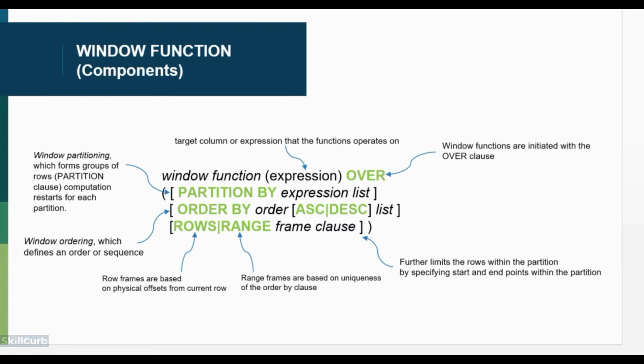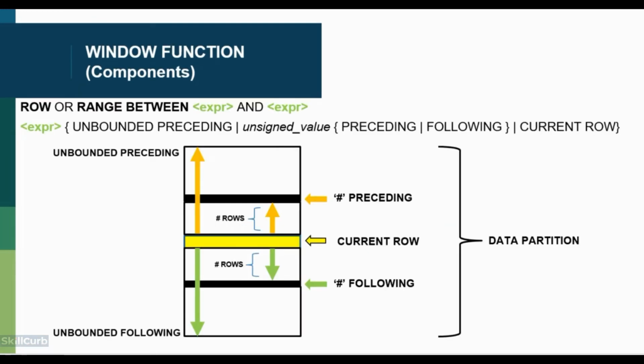Let's try to expand the row and range capability of the windowing function. The additional framing clause uses either a row or a range and then sets up a boundary using the between clause. These expressions can fall into different categories of being either unbounded preceding, unbounded following, and a few others. If you look at the diagram, the unbounded preceding and the unbounded following represent the first row of the partition and the last row of the partition. So that sets the boundary. You can also set a custom boundary by giving an offset for number preceding and number following from the current row. The default frame is range between unbounded preceding and current row.